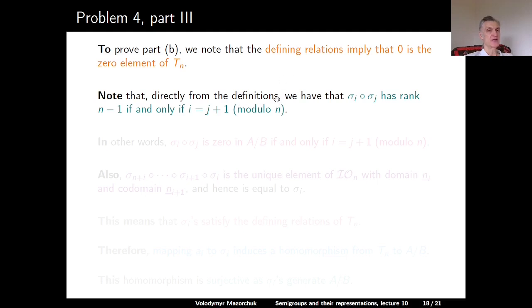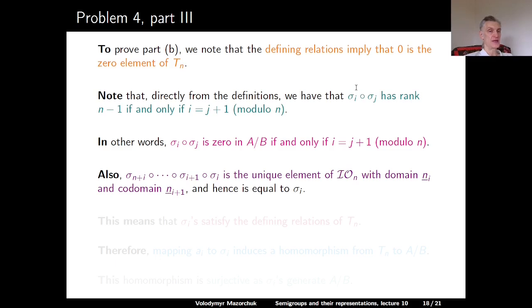Next, let us note that directly from the definitions, if we look at ION, then the product of sigma i after sigma j has rank n-1 if and only if i is equal to j plus 1 modulo n. So if and only if the domain of sigma i coincides with the codomain of sigma j. So in other words, sigma i after sigma j is 0 in the Rees quotient if and only if i is equal to j plus 1 modulo n.